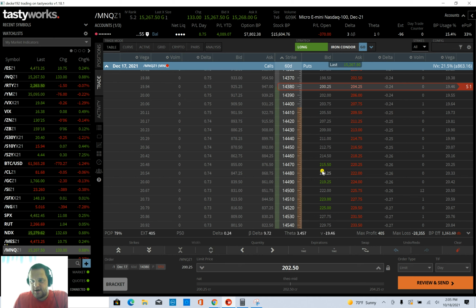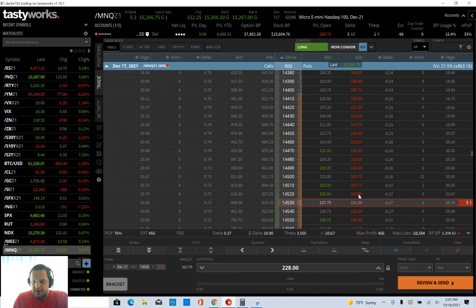So for the short strangle, I like to be a little bit more aggressive. Depending on your personality, you can adjust your delta. So I like to be in the 20 to 30 delta realm for both the short put and the short call. On the short put, I usually like to go up to the 30 delta.